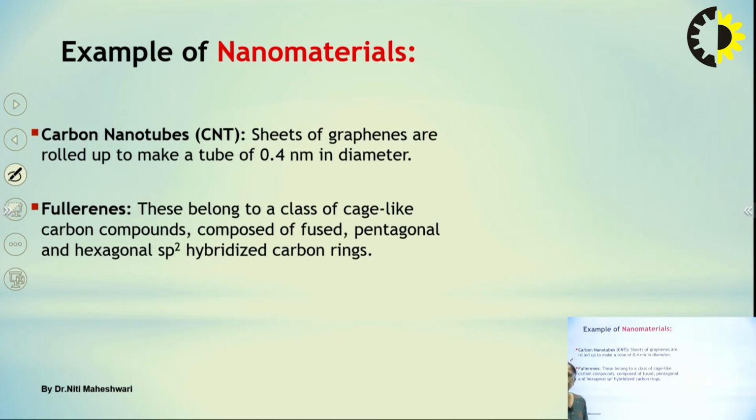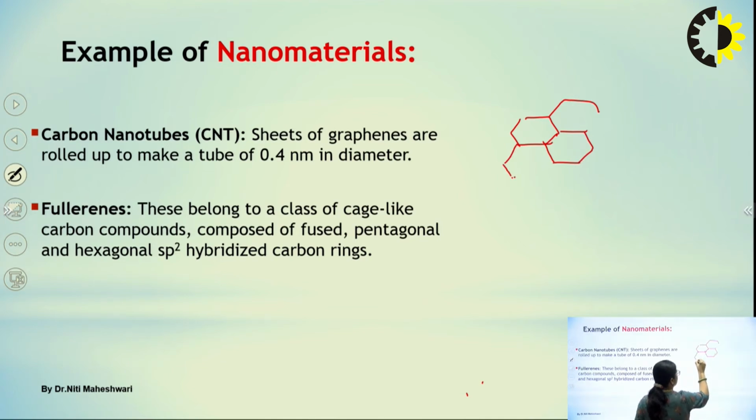Now these carbon nanotubes are made up of sheets of graphene which are rolled up to make a tube of 0.4 nanometer in diameter. Now what exactly is graphene? You have already studied the structure of graphite. If we take a single layered graphite, this is a single layered graphite structure. This single layered graphite is known as graphene, and it is quite a thin structure. When we roll this in the form of a tube, then it is known as carbon nanotubes, and they are hollow from inside.